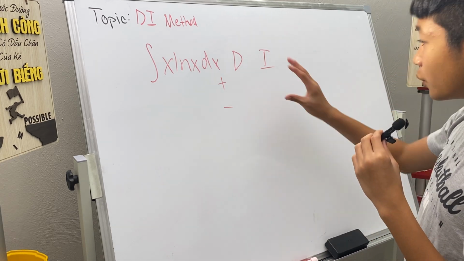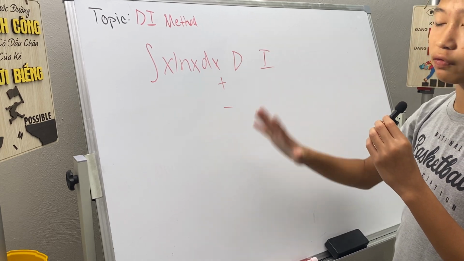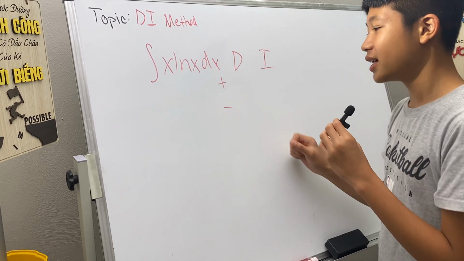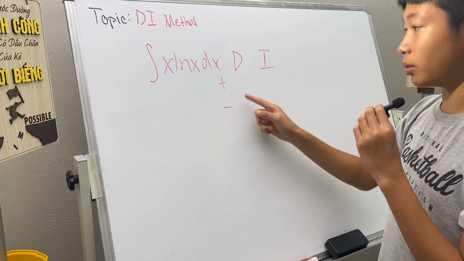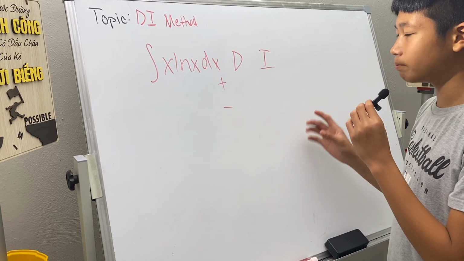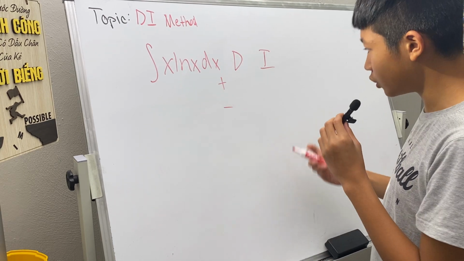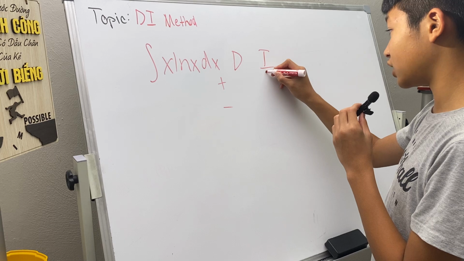Okay, so when you write this, you want a plus, minus, plus, minus, plus, minus, like this. You could go on forever, but don't do that. So we gotta start off with a plus first. Okay, let's start with something we cannot integrate. Well, we cannot integrate this, so let's integrate this. Sure. So let's integrate x.